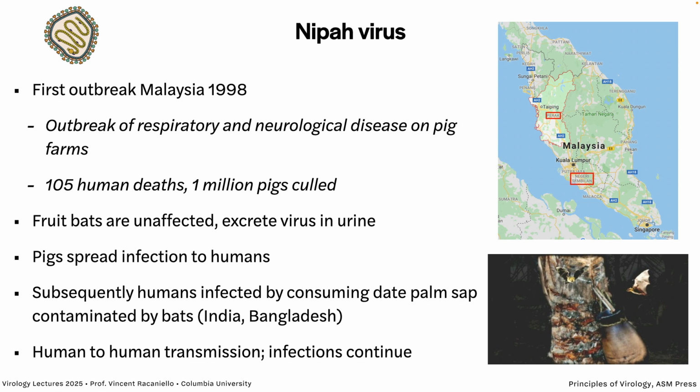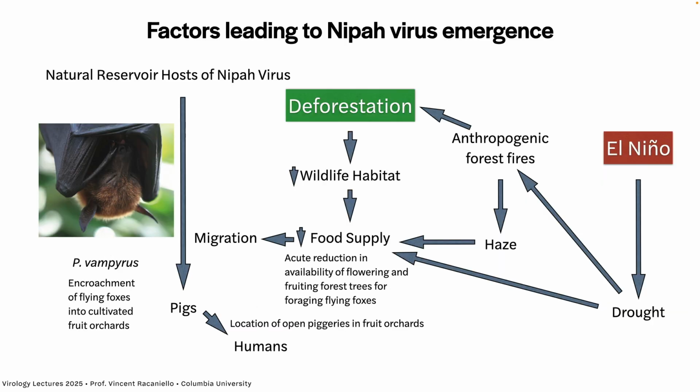So they just covered all the traps and that stopped that transmission. But there's still infections and we're not sure what's going on. Now we know, this has been studied extensively, and we know why there was this outbreak of Nipah on the pig farm in Malaysia originally.